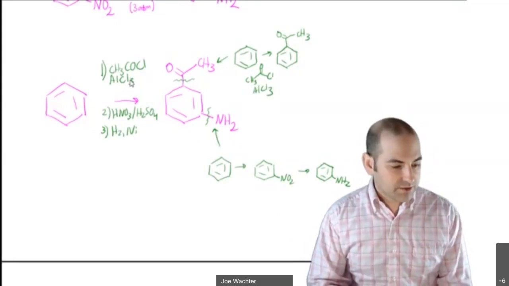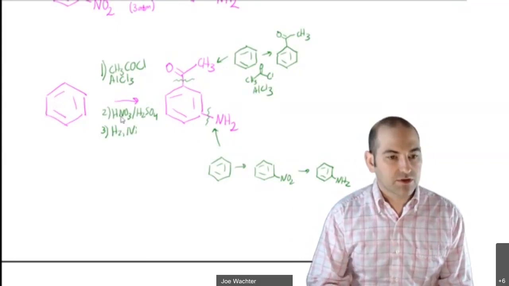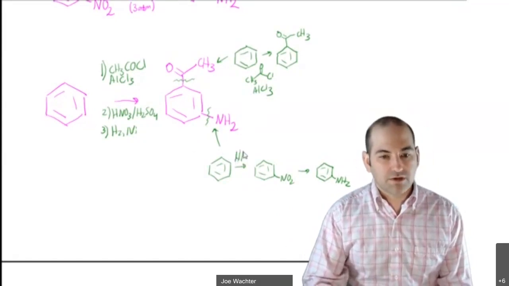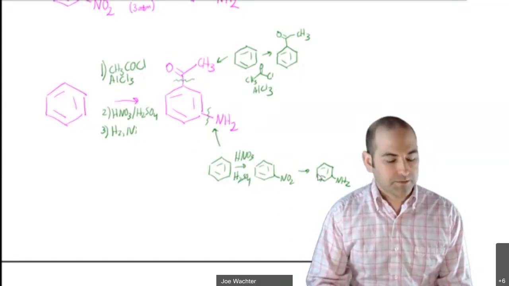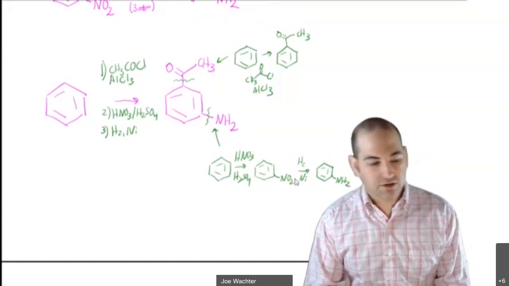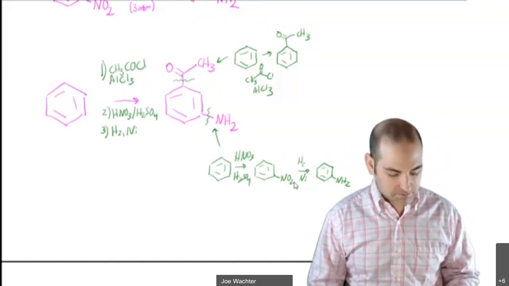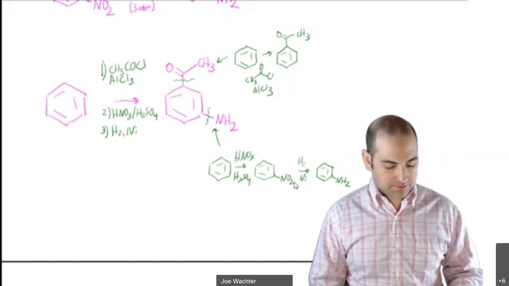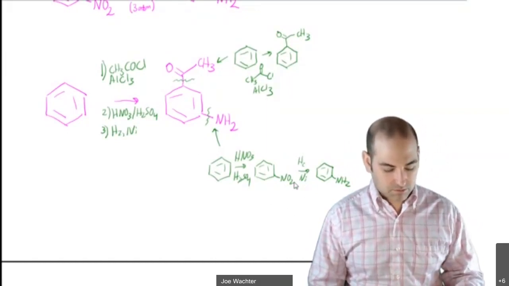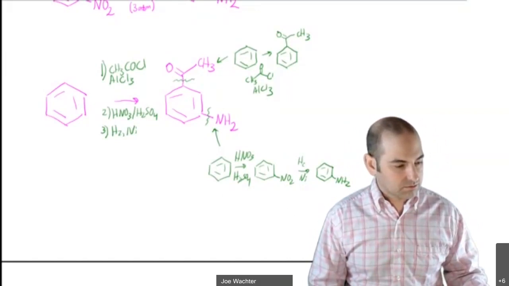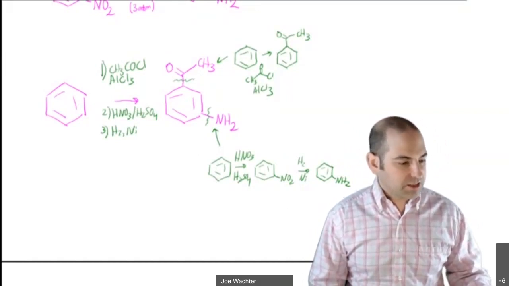And Nicole says, what is step number two doing? I get what one and three are, but what's the purpose of number two? Number two is how we put the nitro group, the NO2, on there. So in order to make the amine, we first need to nitrate, and then we can reduce it. Does that make sense? Yeah. So that's how we put the nitro group on, so then we can reduce the nitro group to the amine. Any other questions about that one? So that's pretty much chapter 10. That's all there is to it.